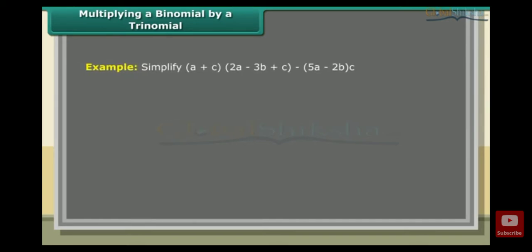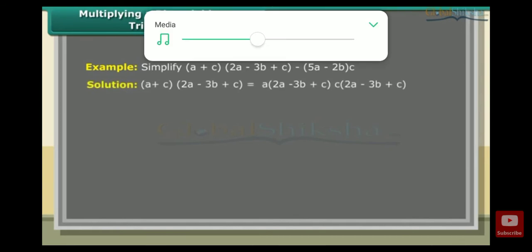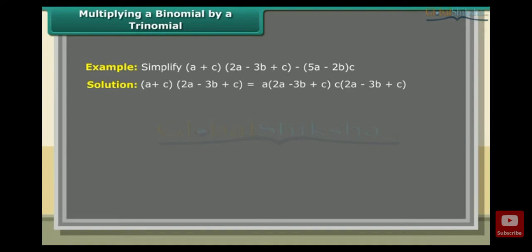Example, simplify (a plus c) into (2a minus 3b plus c) plus (5a minus 2b) into c. Solution. (a plus c) into (2a minus 3b plus c) is equal to a into (2a minus 3b plus c) plus c into (2a minus 3b plus c), which is equal to 2a squared minus 3ab plus ac plus 2ac minus 3bc plus c squared, which equals 2a squared minus 3ab plus 3ac minus 3bc plus c squared.